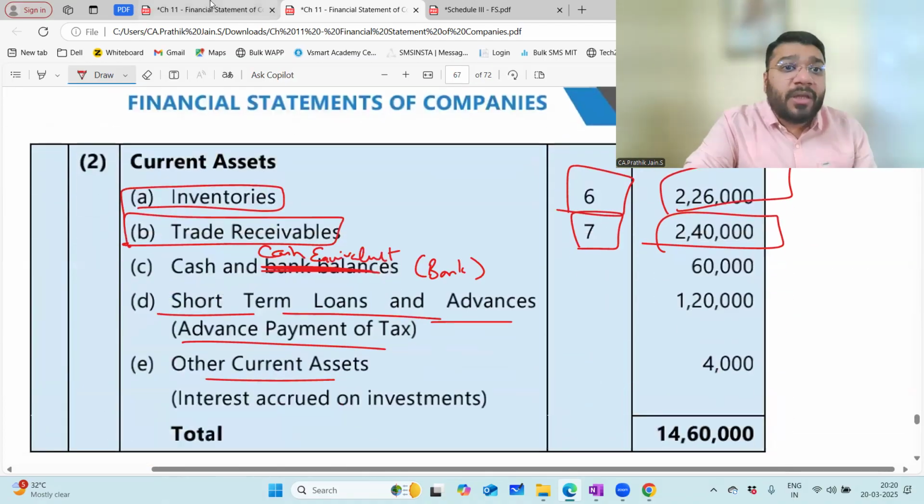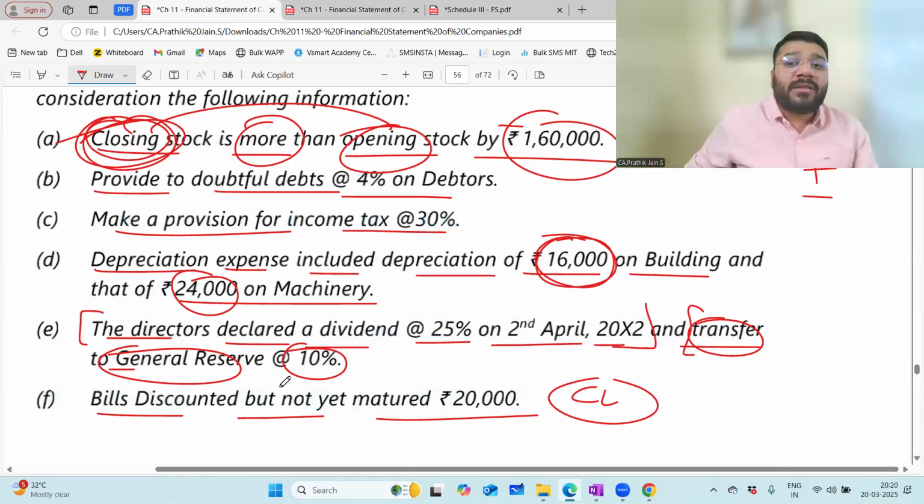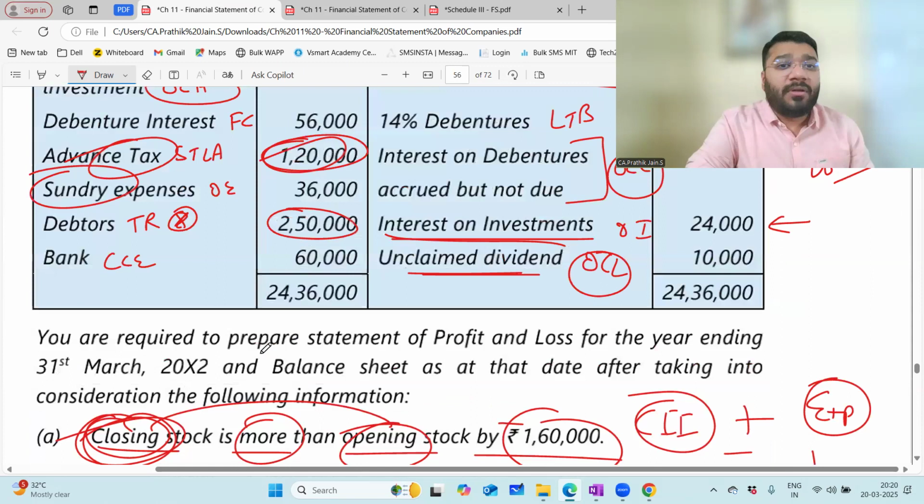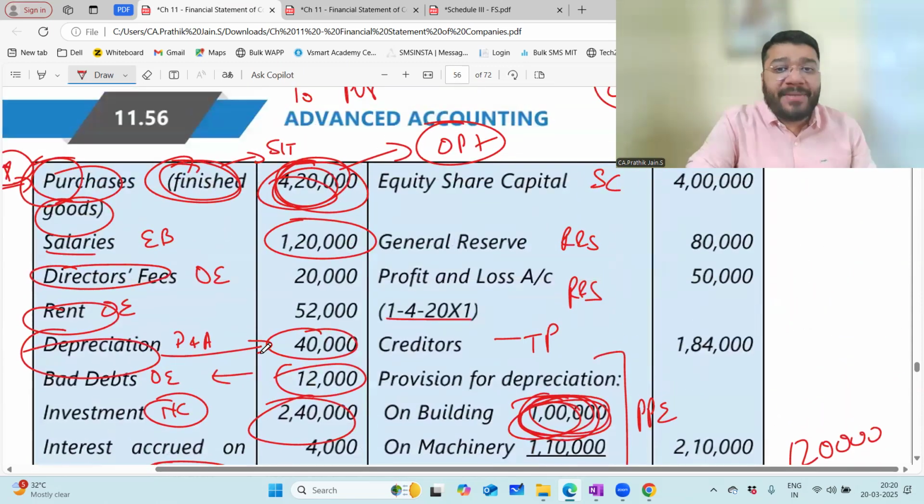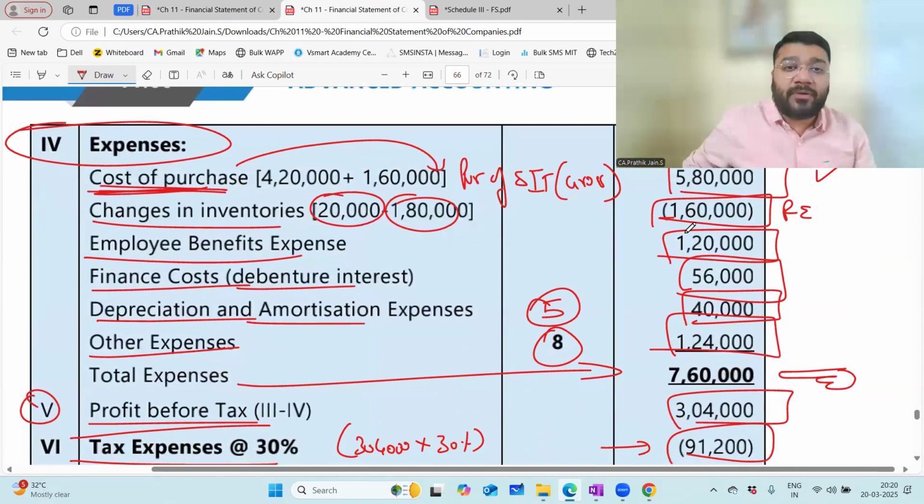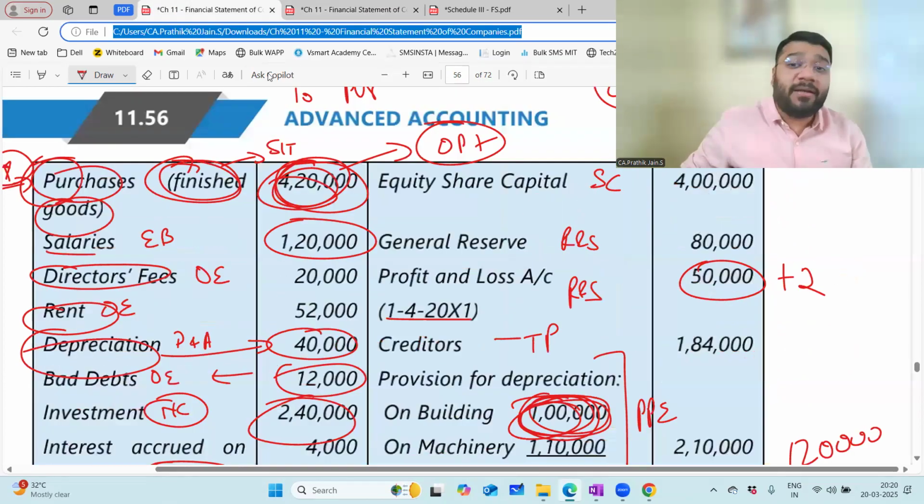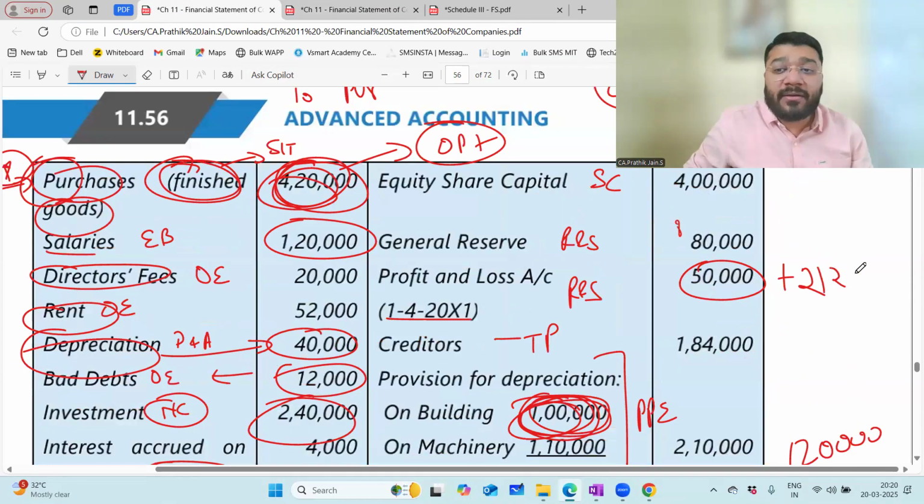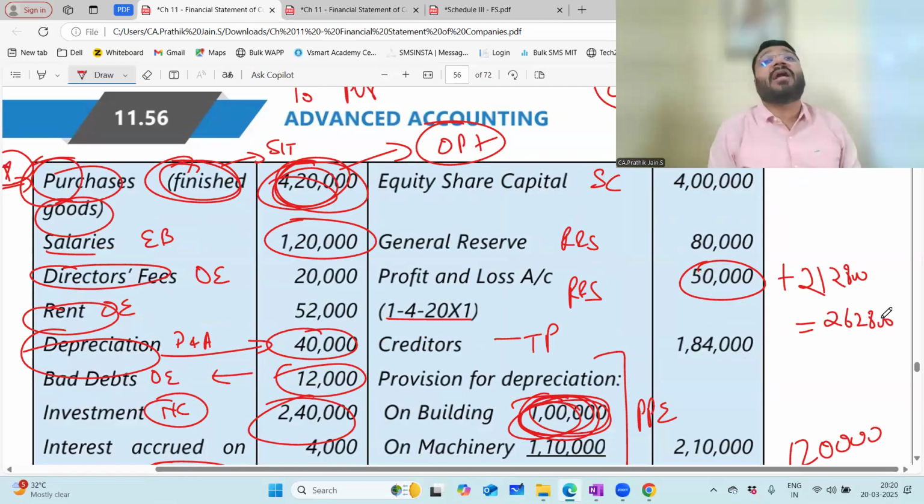Yes, sir. The question here very clearly said that the director wanted to transfer 10% to general reserve. The P&L balance is 50,000. And what is the current year's profit? 2,12,800. Total put together, how much is my total profit? 2,62,800. Please tell me how much of this will you transfer to your general reserve?